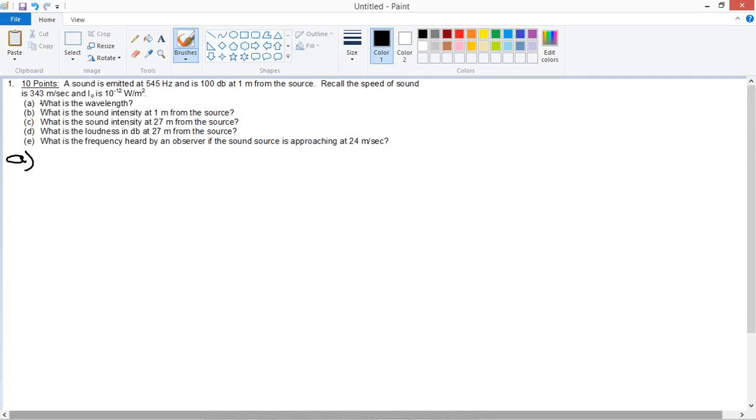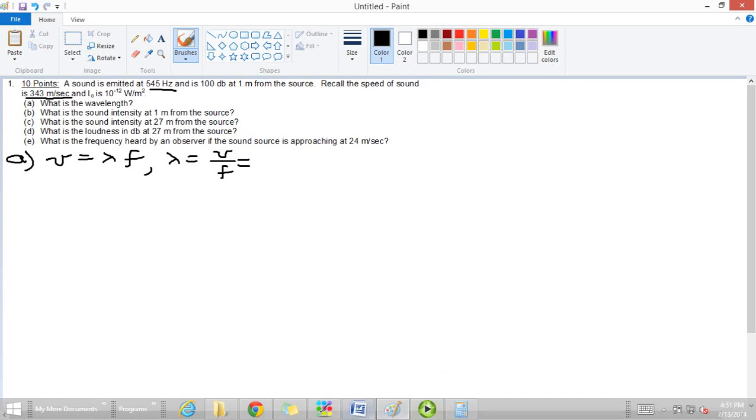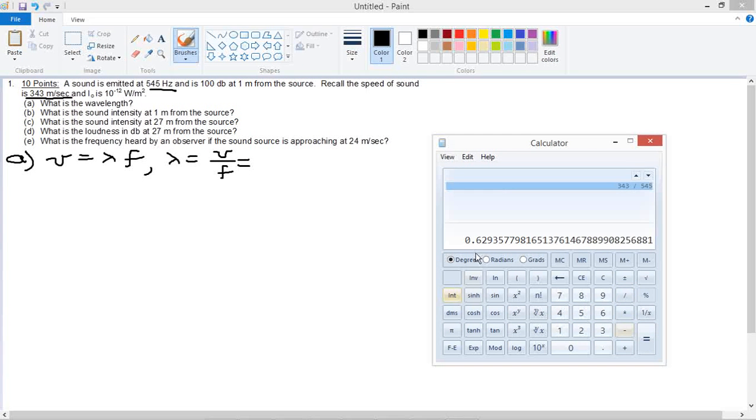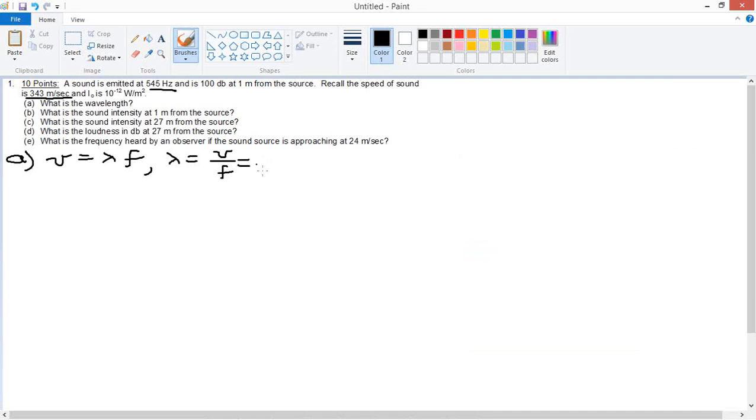Part A, wavelength of a wave with this frequency and 343 meters per second. So velocity is wavelength times frequency, which means wavelength is velocity over frequency. Well, that's just 343 over 545. So let's get the calculator out. 343 divided by 545 equals wavelength 0.629 meters.